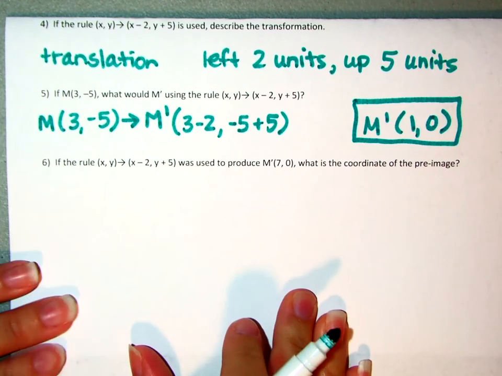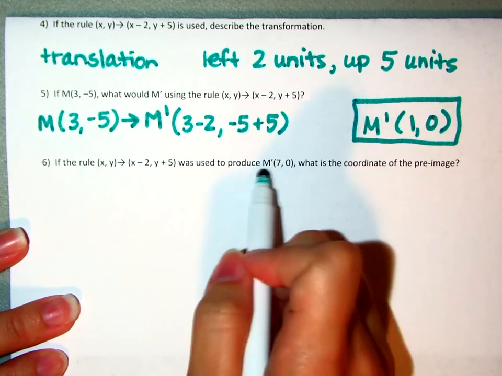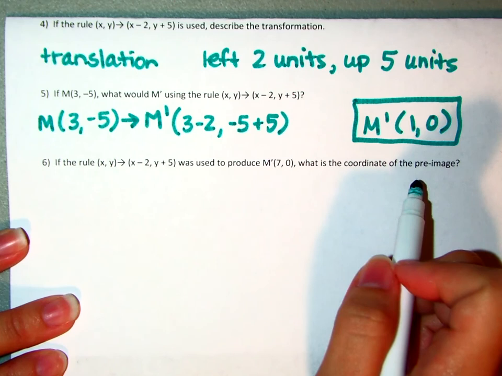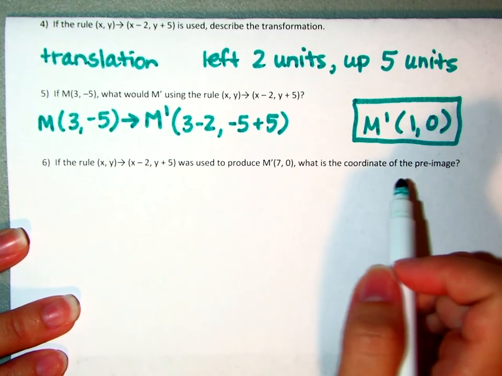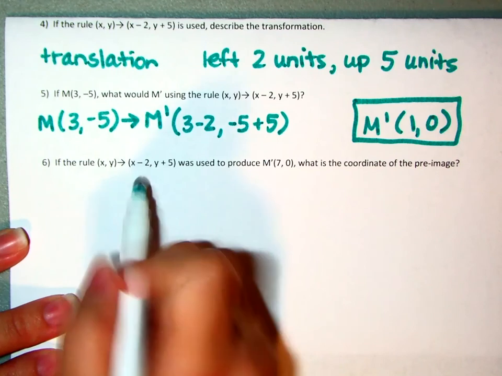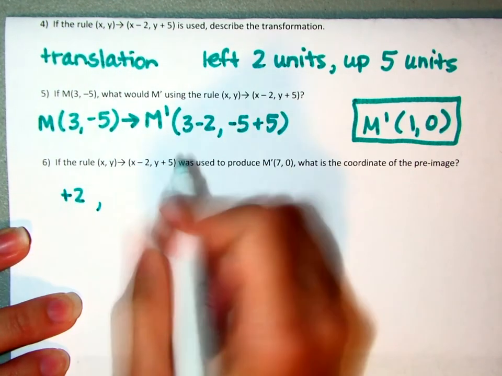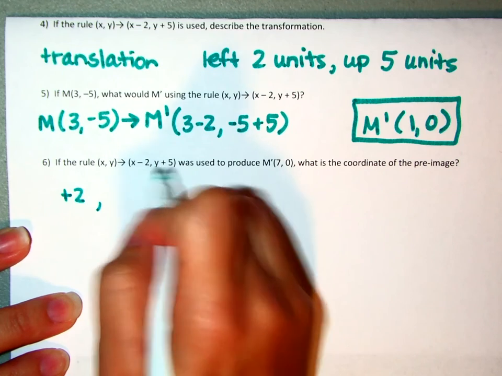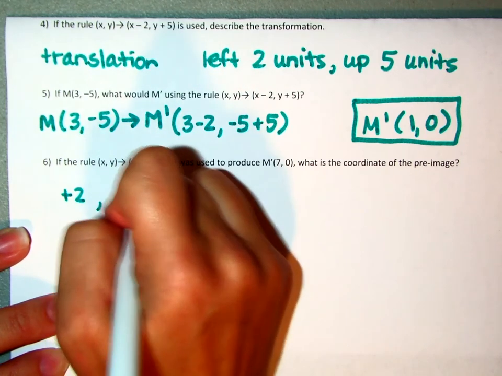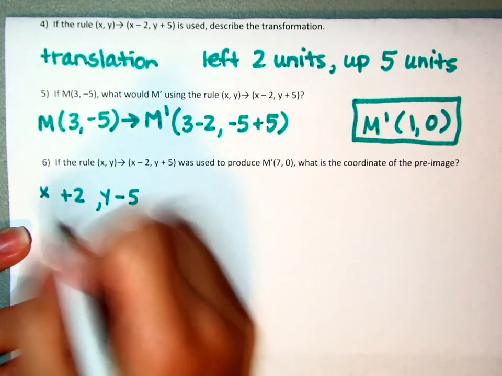On number 6, we're going backwards because if we're using this rule to produce M prime, that's the image coordinate, we're trying to go backwards here. Well, one way you can do this, if you think about going backwards, we're really doing the inverse operation. So instead of going left 2 units or subtracting 2 units, to go backwards, we want to add 2 units to the x. Instead of going up 5 units, we really want to go down 5 units, so we're really subtracting 5 from the y. So you take that x plus 2 and the y minus 5 to go backwards.